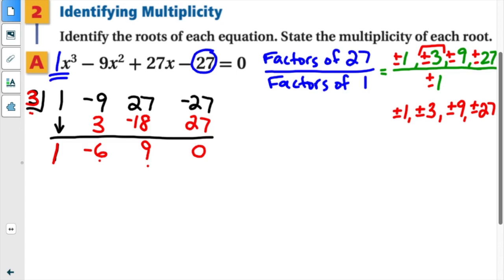So the way we would write that would be x minus 3. 3 is going to be one of the zeros. Now look at what we have left here. It was 1x to the third power. So now after we divide by x minus 3, we have 1x squared minus 6x plus 9. That's going to be the other factor so far.